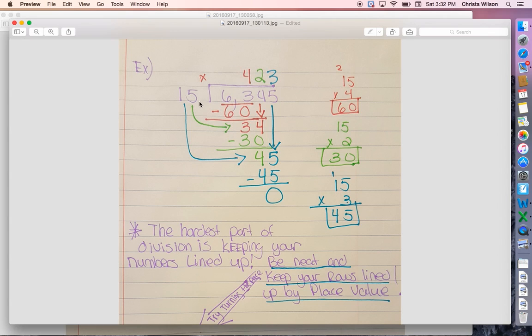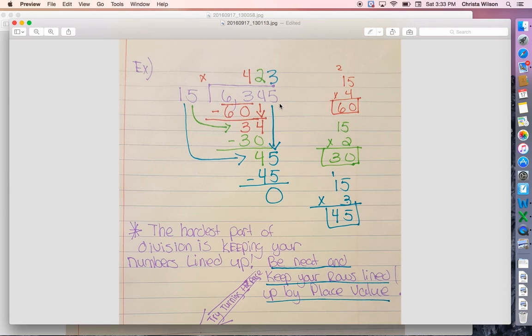So 4 times 15 is 60. And I've listed the steps over here so you can see them. So 63 minus 60 is 3. Okay, then we look next door here and we bring down our 4 and we simply repeat the steps again. How many times will 15 go into 34? We've determined it'll go twice. So 2 times 15 is 30, and then you subtract 30 from 34, and that leaves a remainder of 4.